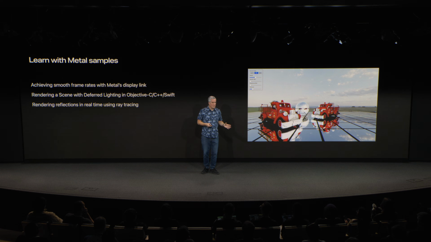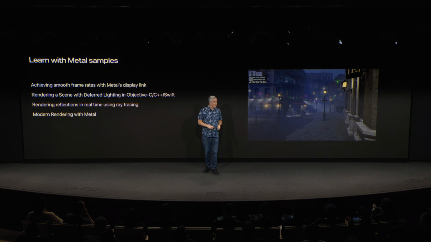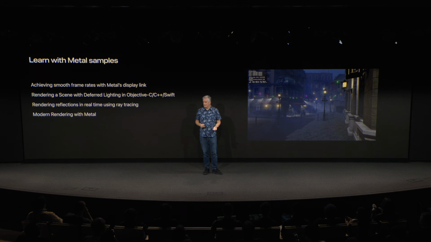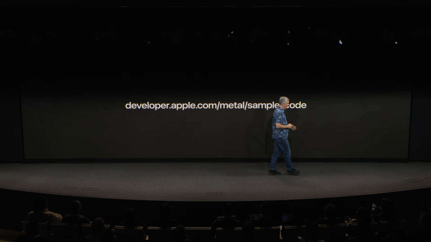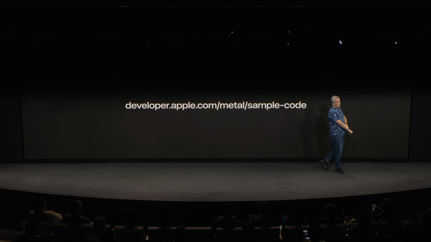Rendering reflections in real time using ray tracing implements a hybrid renderer that draws the scene using rasterization and then creates ray-traced reflections to apply to the scene's reflective surfaces. And then my favorite, modern rendering with Metal, uses Metal's advanced features such as indirect command buffers, sparse textures, and variable rate rasterization to implement modern rendering algorithms. This sample demonstrates effects like GPU-based mesh culling, tile-based deferred lighting, ambient occlusion, volumetric fog, and cascaded shadow maps. I really recommend you take a look at the Metal sample code page. There's a lot of inspiration in every Metal sample to keep you warm as you adopt Metal.